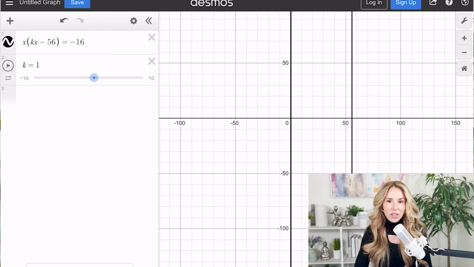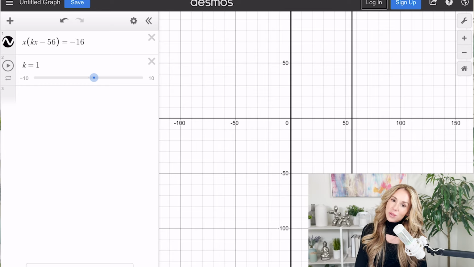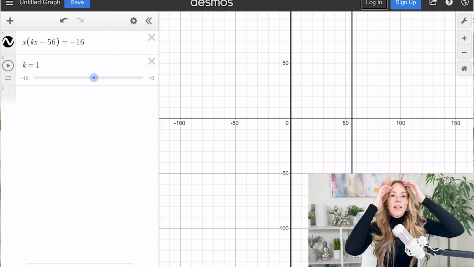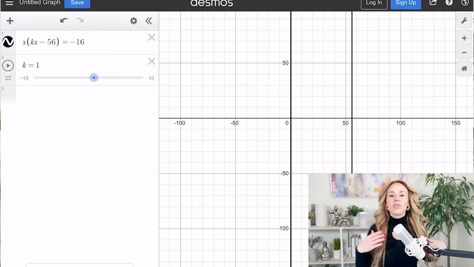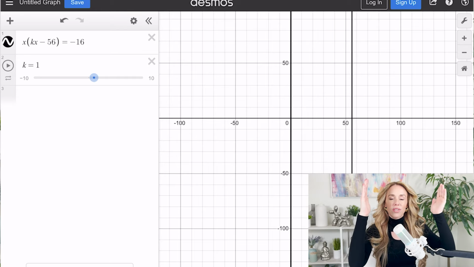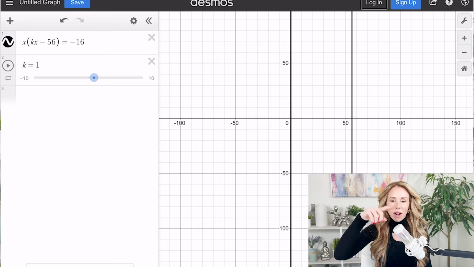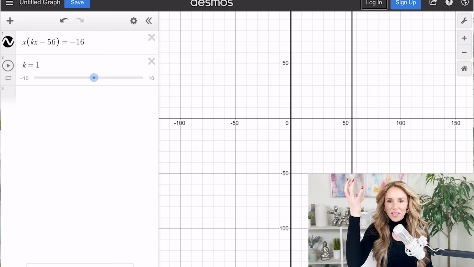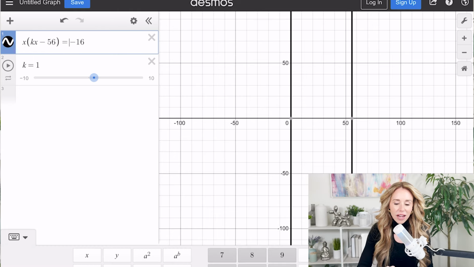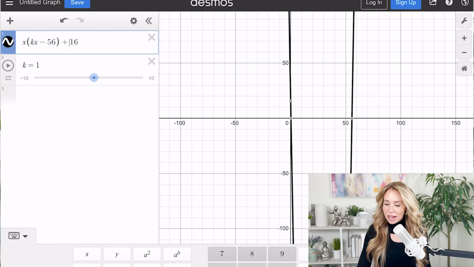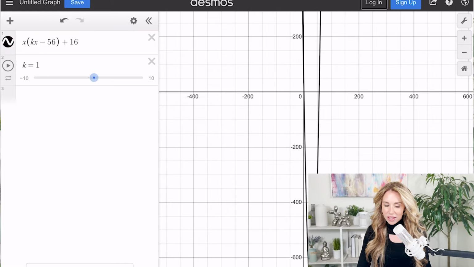This is one thing I want to talk to you guys about. If you have a quadratic and you go to graph it in Desmos and you put an equal sign, you're going to see lines straight up and down like this. That's because Desmos is trying to just find the solutions to the quadratic. So if you want to see that nice parabola shape, add the 16 over to the other side and take away the equal sign. Now we can actually see the parabola. Do you guys see that?